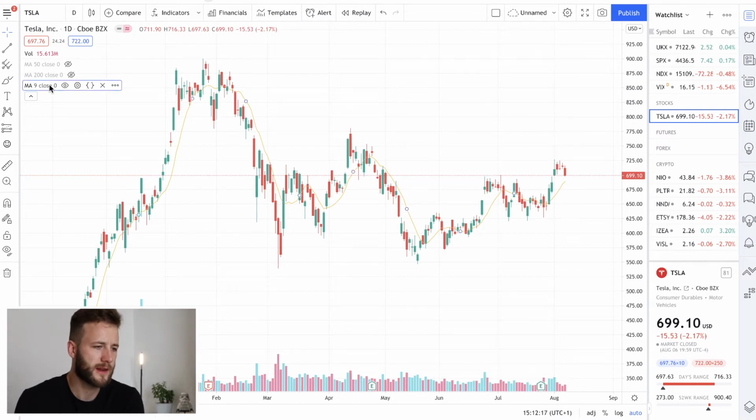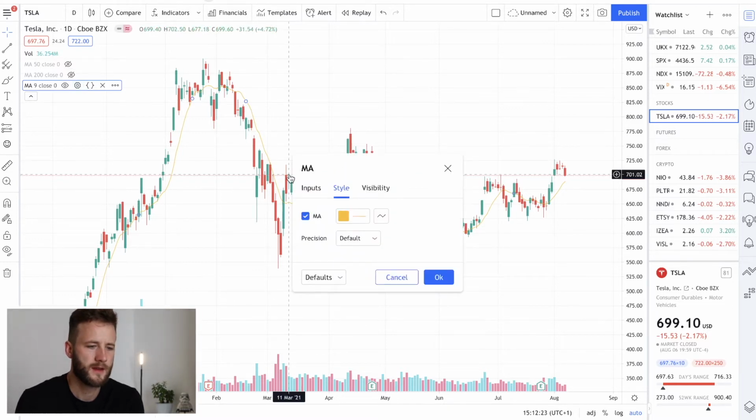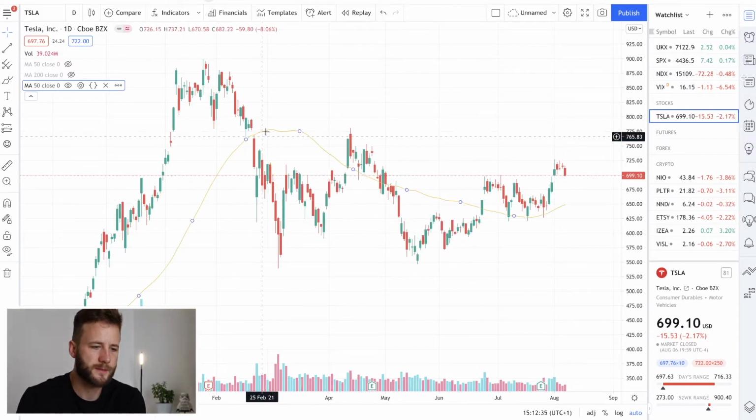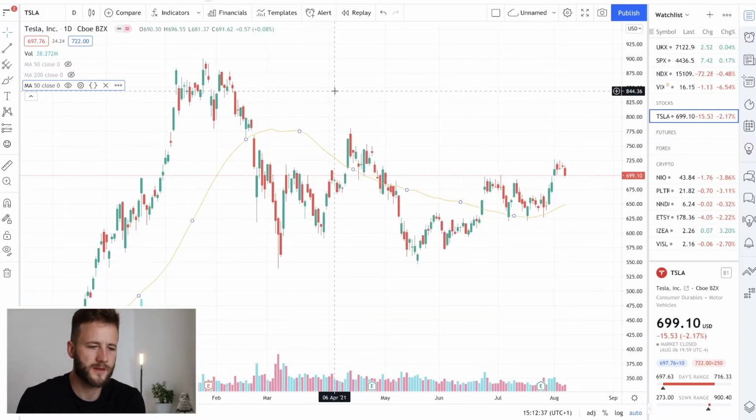Now that's completely pointless in my opinion when I'm using it for trades. So what we're going to do is click on that and hit the settings button, which is the little cog here. It brings up a few details, and we just want to slide over to inputs and change that to 50. And what that does is basically create a moving average over the last 50 periods.